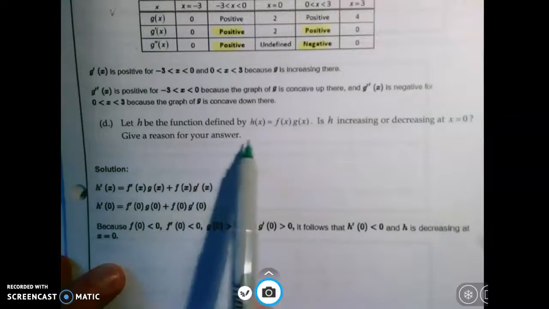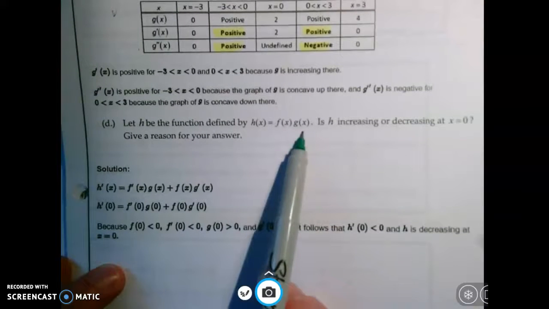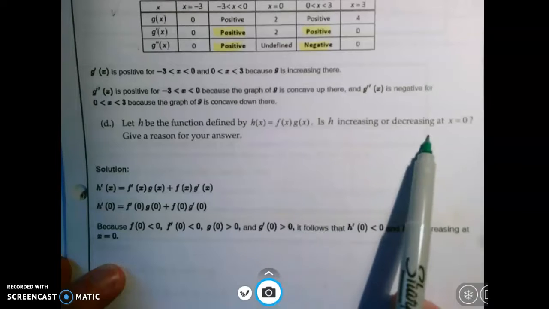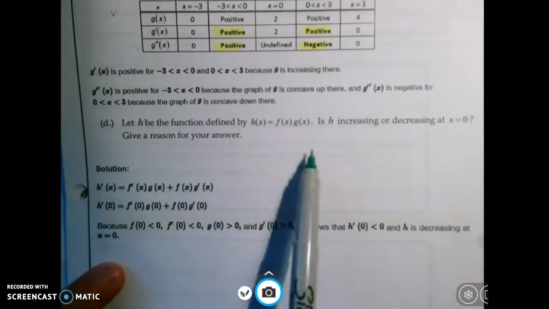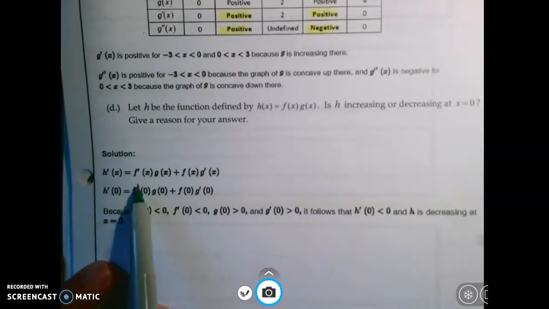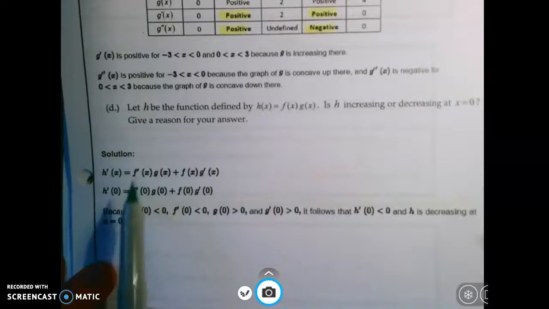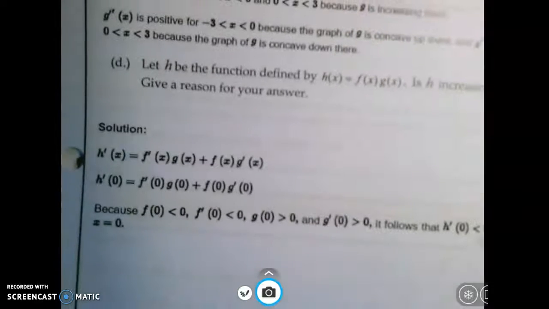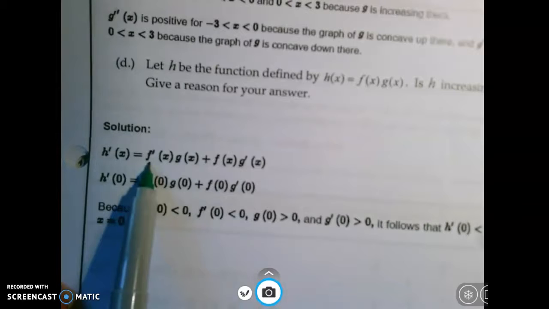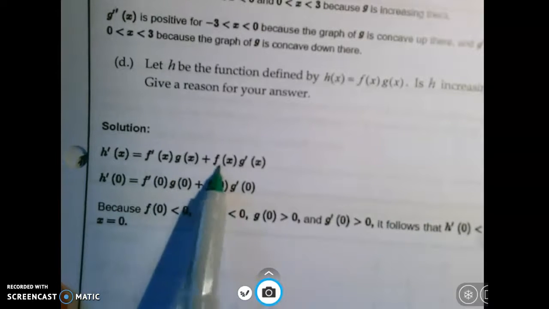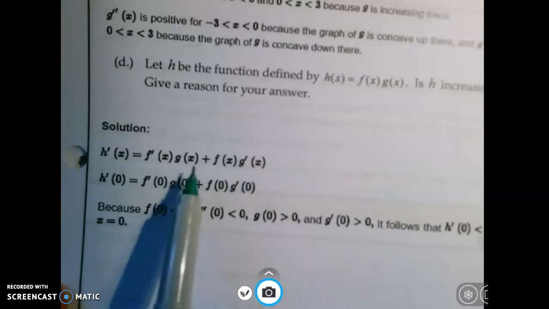So let h be the function defined here. So right here we know we're going to be using the product rule. Is h increasing or decreasing at 0? Give reasons. So we take the derivative, and we're using the product rule. So we have the derivative of the first, okay, so the derivative of the first is f prime normal second g plus g prime f. So there's my product rule.